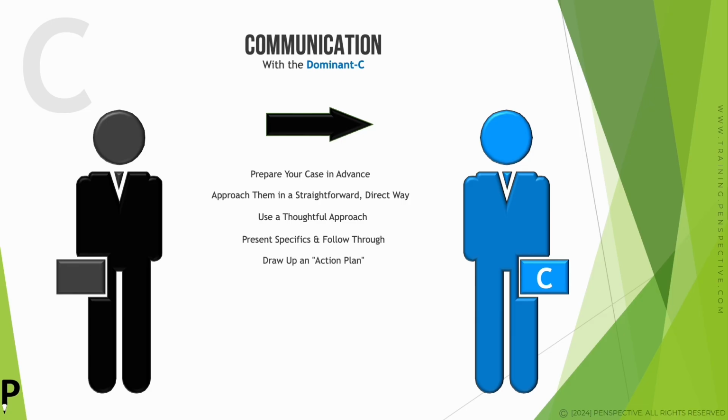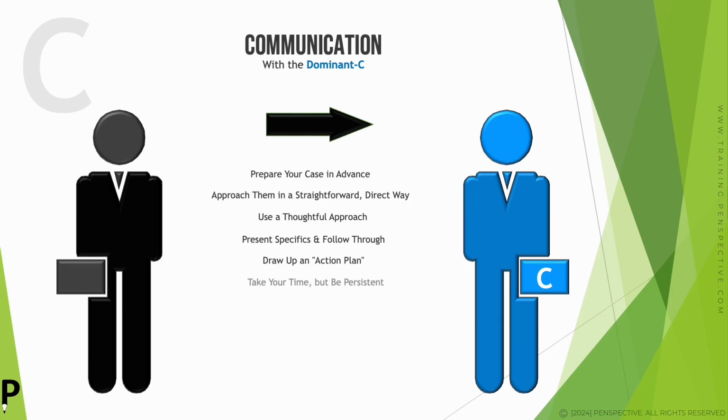Draw up an action plan. Create a detailed action plan with scheduled dates and milestones to guide dominant Cs through the decision-making process. Be conservative in your projections and avoid over-promising results. Dominant Cs prefer realistic and achievable goals, so focus on providing practical solutions and feasible outcomes.